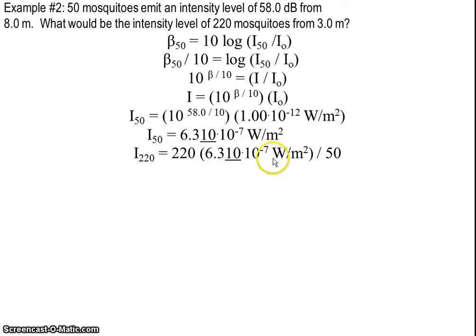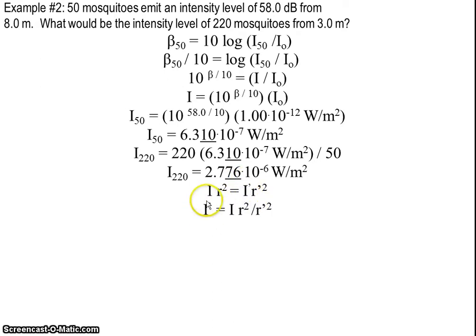So again, you can multiply by 220, divide by 50, and then I need to go to a new distance. So I have to use this equation here, solving for my new intensity. It's I R squared divided by R prime squared. So this is the original distance, this is my new distance, and that's going to give me a new intensity.